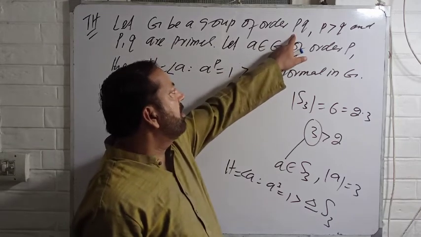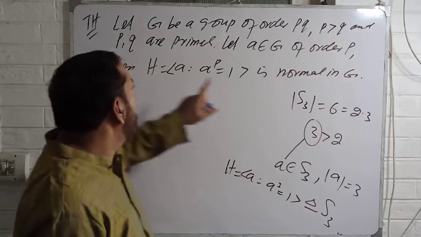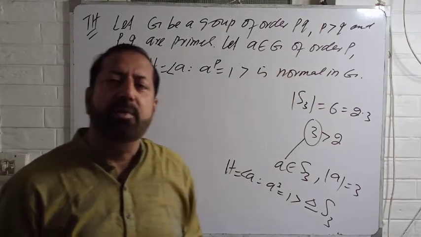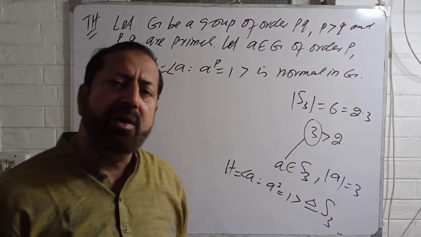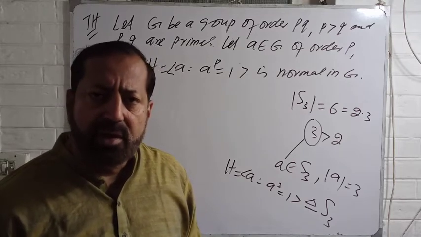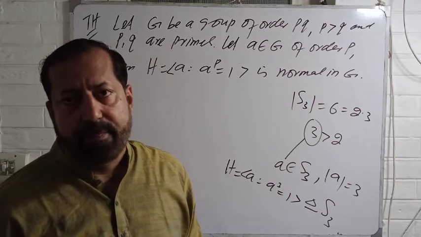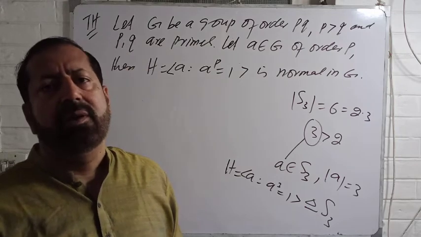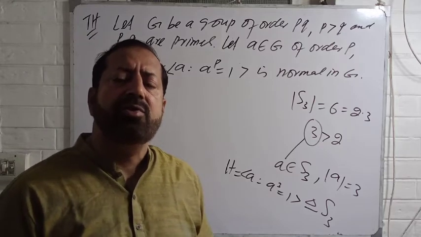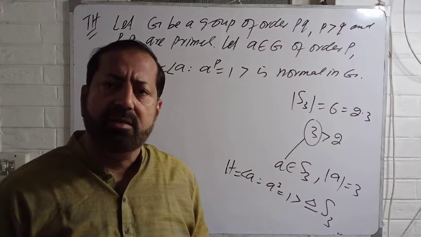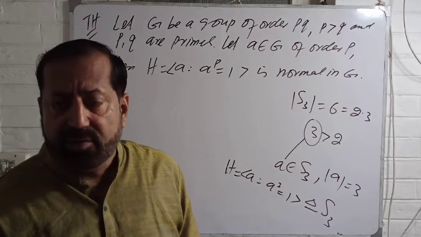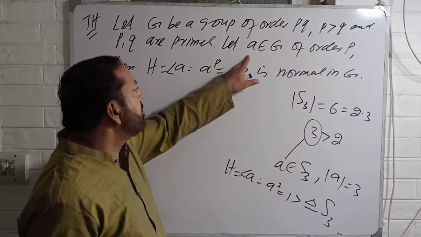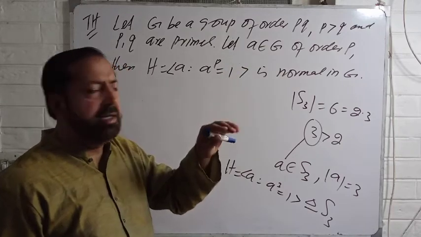The order of the group is PQ, where P is greater than Q, and P and Q are primes. It is true, by Cauchy's theorem, that if P is a divisor of the order of a group G, then there is always an element of order P in G. This was Cauchy's theorem; the first was for abelian groups and the second for non-abelian. So in general, whenever P divides the order of a finite group G, you can always find an element of order P in G. So this A belonging to G of order P always exists, whenever you are taking PQ.